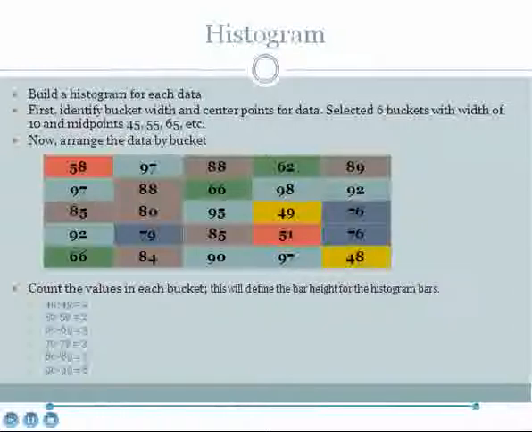There are 2 values in each of the buckets, 40 to 50 and 50 to 60, and 3 values in each of the buckets, 60 to 70 and 70 to 80. There are 7 values in the bucket, 80 to 89, and 8 values in the bucket, 90 to 99.